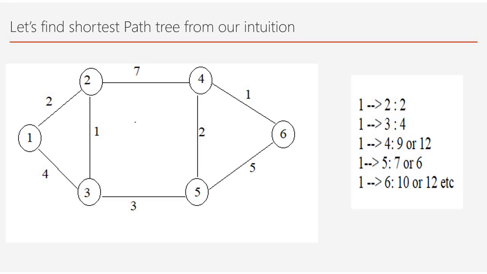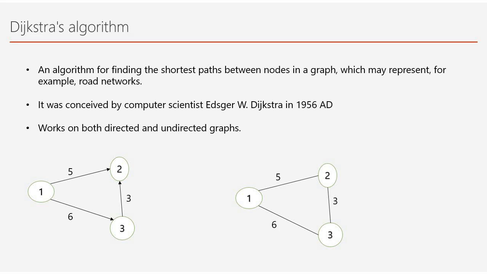So instead of this, Dijkstra came up with an algorithm. That algorithm is called Dijkstra's algorithm, and it is used to find the shortest path from one node to all other nodes. What is Dijkstra's algorithm? It's an algorithm for finding the shortest paths between nodes in a graph. That graph may represent a road network or any other network for that matter. It was conceived by computer scientist Edsger W. Dijkstra in 1956.